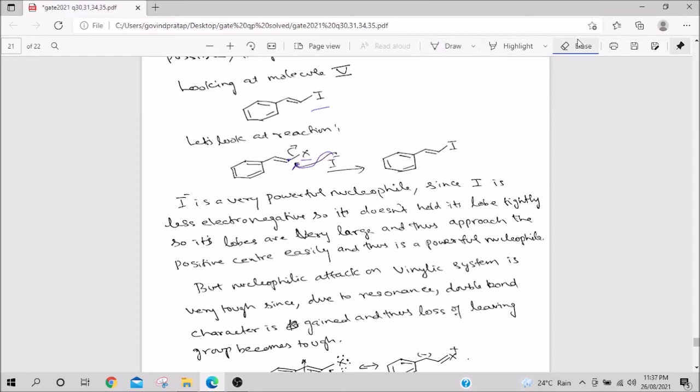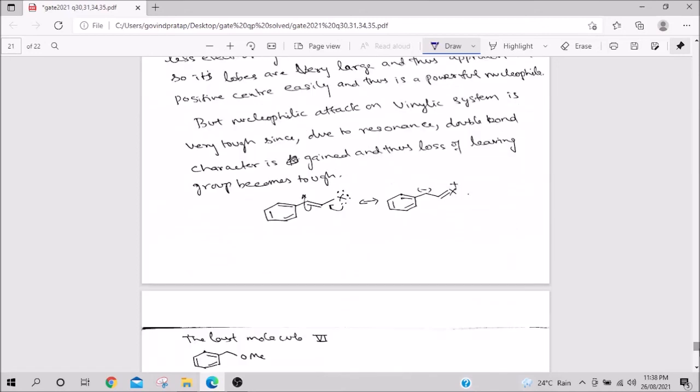happen. Remember, on the vinylic position or on the benzene ring also, where a double bond is there, where the carbon is sp2 hybridized, such nucleophilic substitution does not happen. When it is sp3 hybridized, nucleophilic substitution happens very happily. But if the carbon is sp2 hybridized, a double bond is there, it does not happen. Why? Basically, they get double bond character.